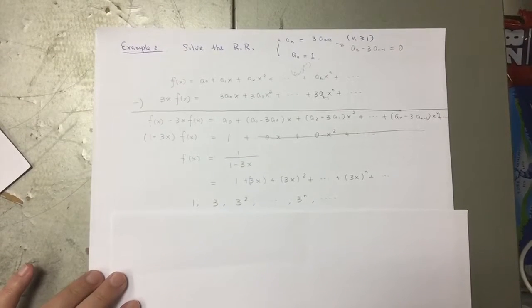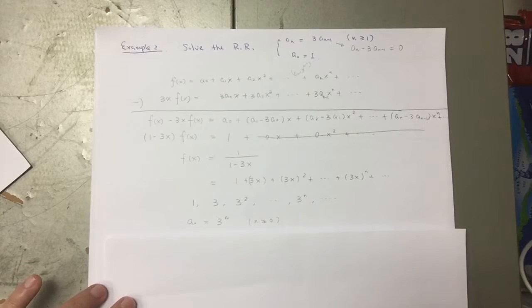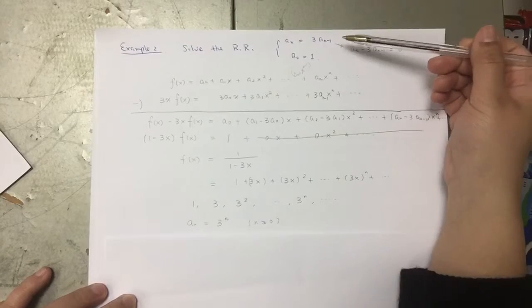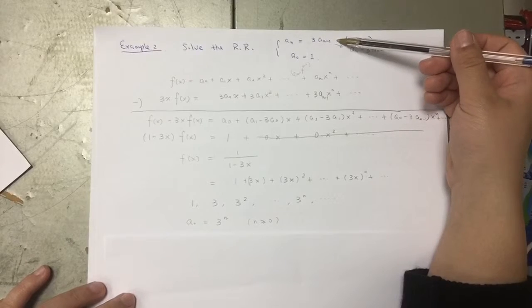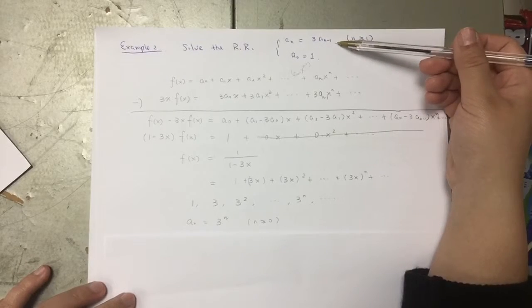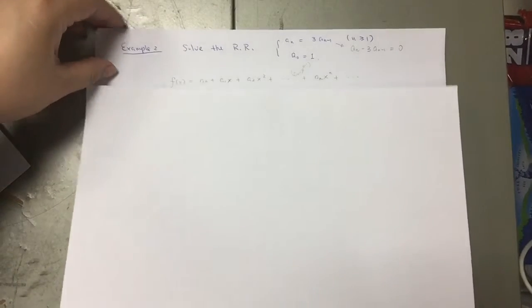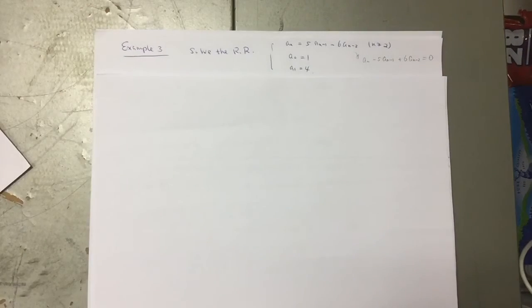Do you see the sequence a_n in its complete form? a_n is 3 to the n. I hope this is not a surprising result for you, because we already know this is exactly a geometric sequence, and we also discussed how to use the characteristic equation to solve this recurrence relation. Now you could try to apply the same technique to example 3 and pause the video.